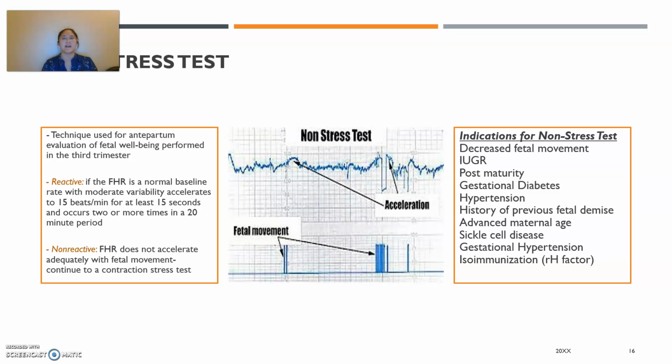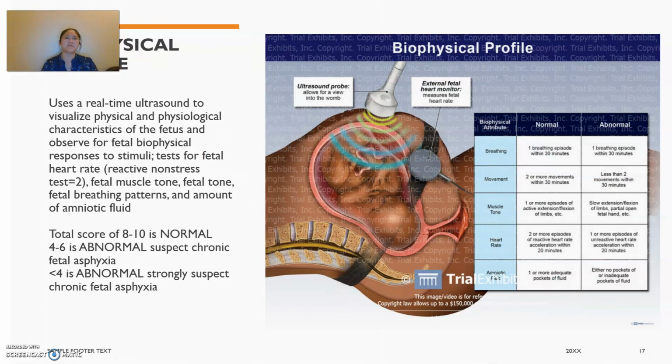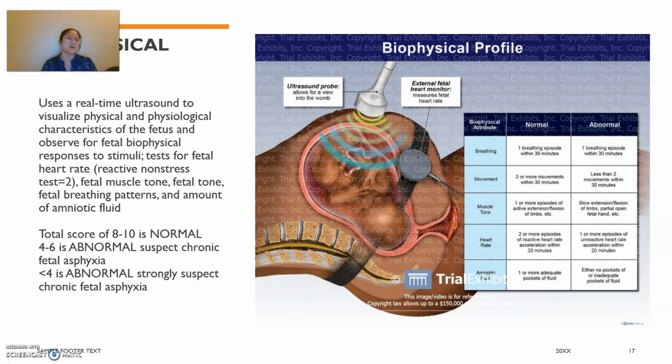What are the indications for a non-stress test? Decreased fetal movement, post-maturity, IUGR, gestational diabetes, hypertension, history of previous fetal demise, advanced maternal age, sickle cell disease, gestational hypertension, and isoimmunization. Last but not least, the biophysical profile.